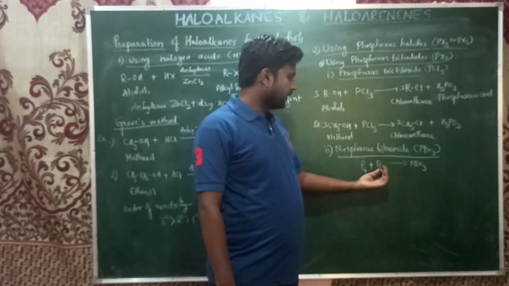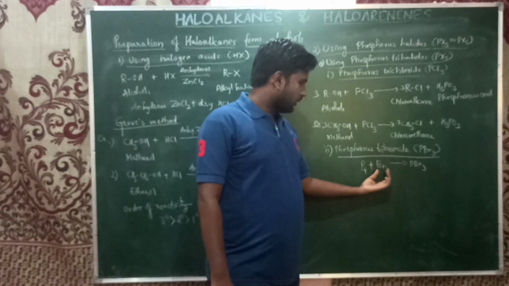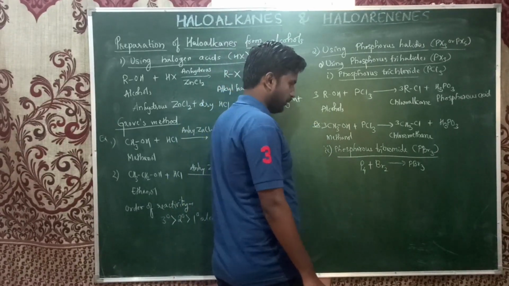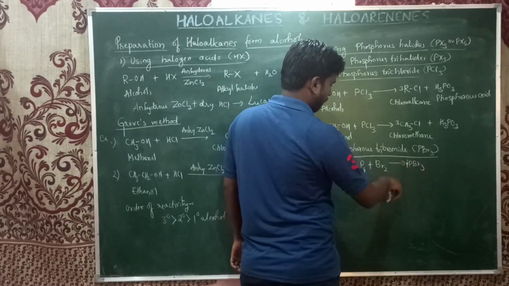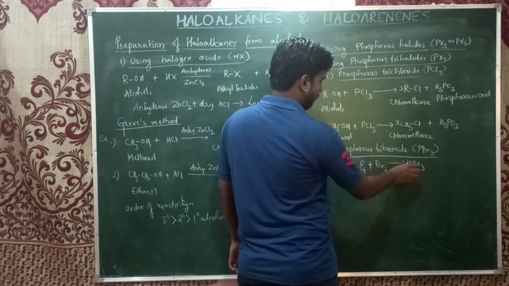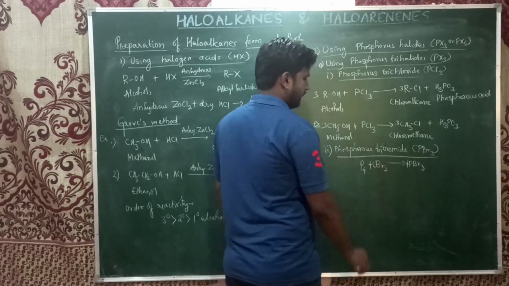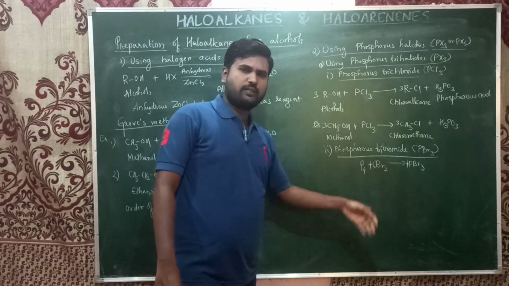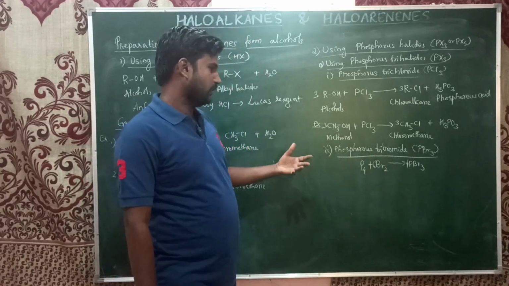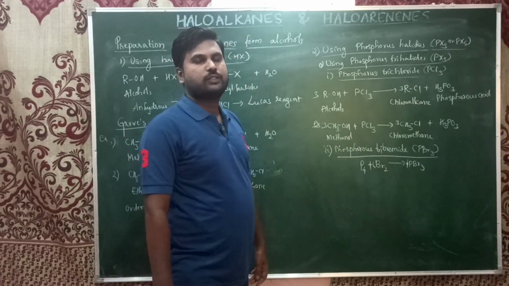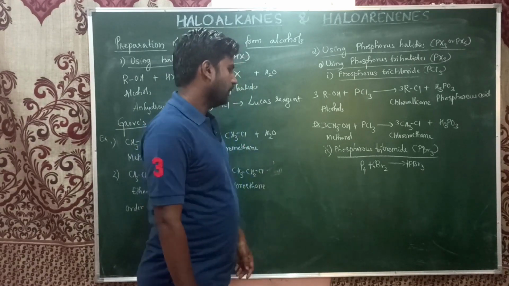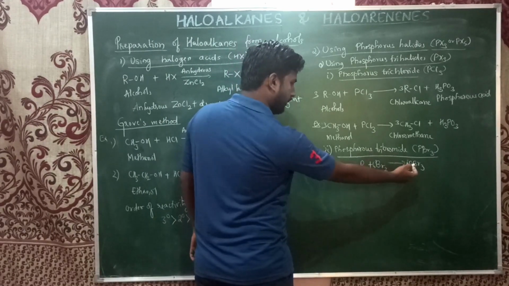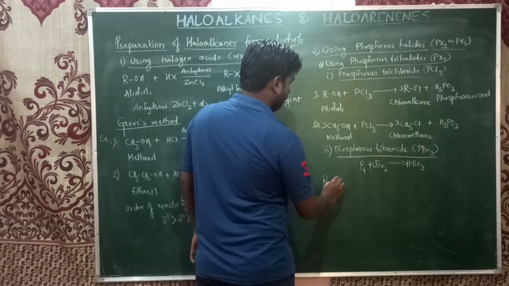When red phosphorus reacts with bromine, it gives us phosphorus tribromide. If you balance, P4 with Br2 gives 4 PBr3, that is 12 and 6. This is only for the preparation of phosphorus tribromide, our reagent for the conversion of alcohols into bromides. Now this phosphorus tribromide will react with alcohol.